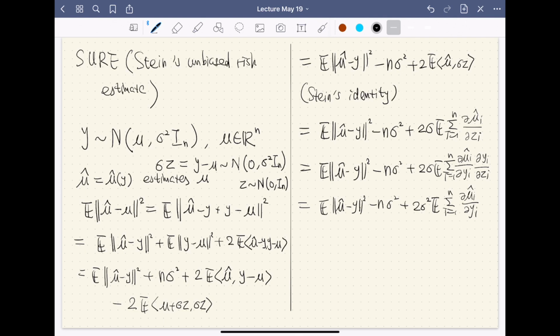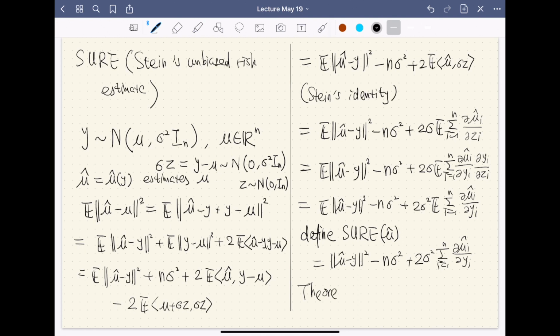All right, so here we can define Stein's unbiased risk estimate of mu hat as the L2 norm squared between mu hat and y, minus n sigma squared, plus 2 sigma squared times the sum of the partial derivatives. So let's write down a theorem. The theorem says the expectation of SURE is the risk function. How to prove it? Well, this is the proof.